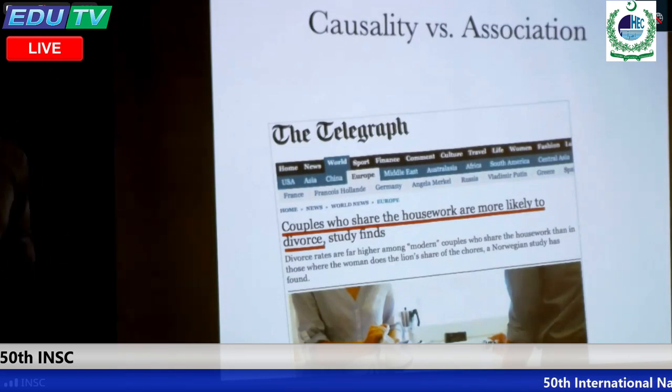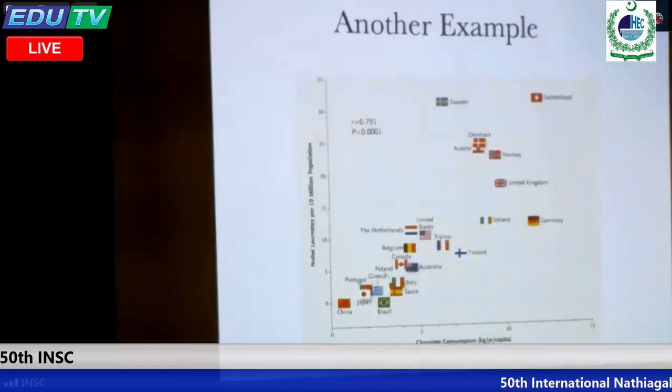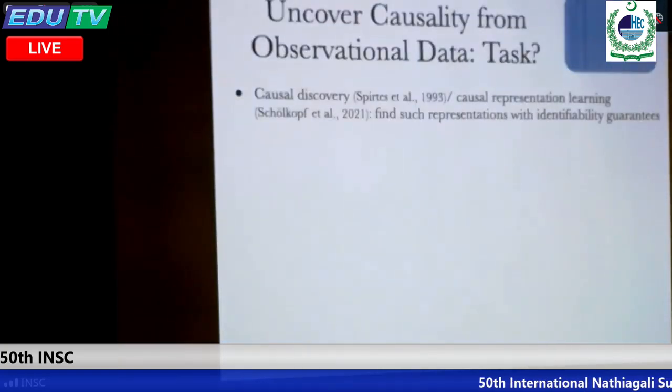Okay, you saw this example before. Now let's try to see how we can discover causality. And we know, yes, we have to discover causality. Otherwise, it makes no sense.